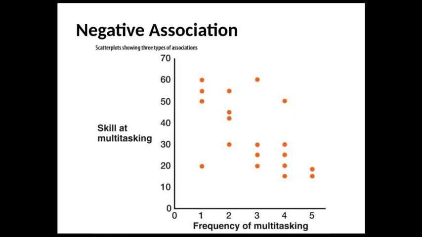So we can go back to weight loss, and we can say the number of healthy meals you have, the more your weight goes down. That would be a negative correlation based on weight.